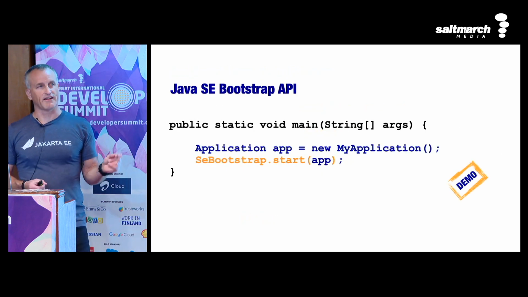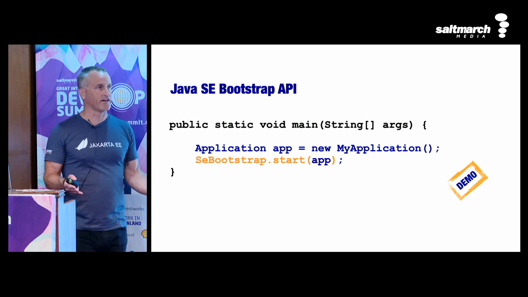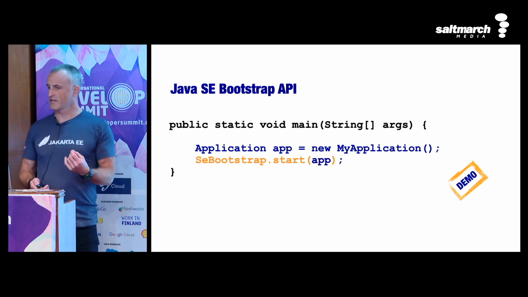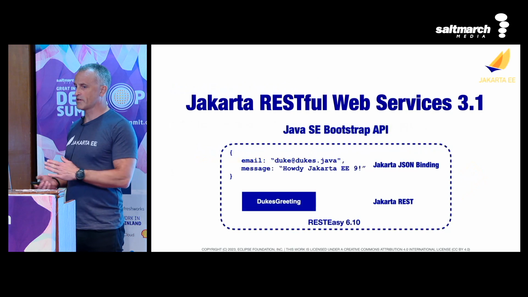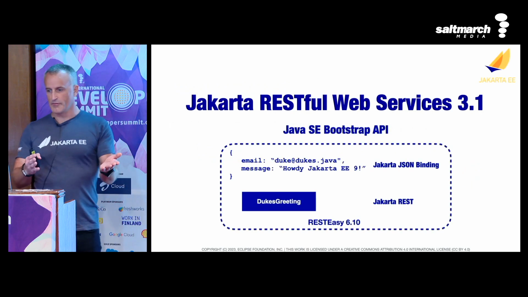And they also added a cool new feature, the Java SE Bootstrap API. So now you can actually just bootstrap the application without running in an application server. You just have a main method to run it. And I'm actually going to demo this. What I'm going to do is take Jakarta RESTful Web Services. I'm going to use, I think, an alpha or beta of RESTEasy. It's final now, but I haven't updated my dependencies. And I'm just going to hardcode a greeting using JSON binding and Jakarta REST. So let's look at how you can do this with the Java SE Bootstrap API.